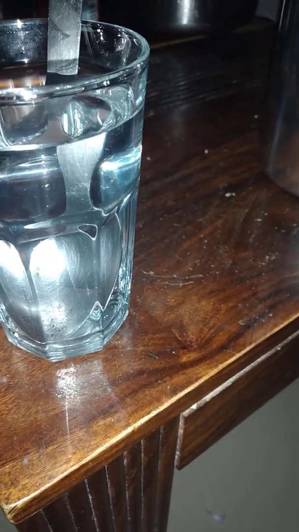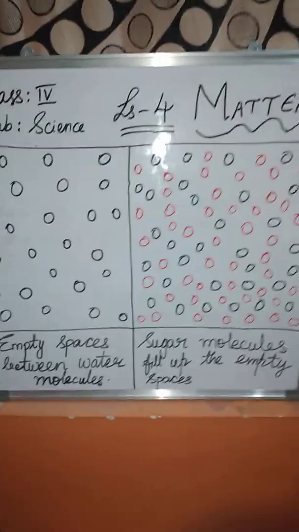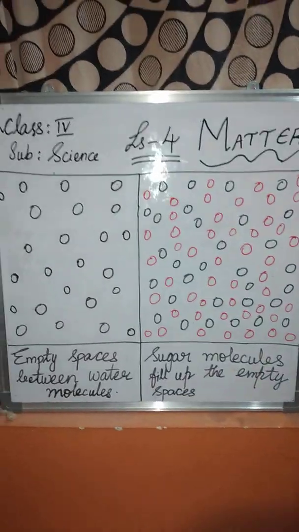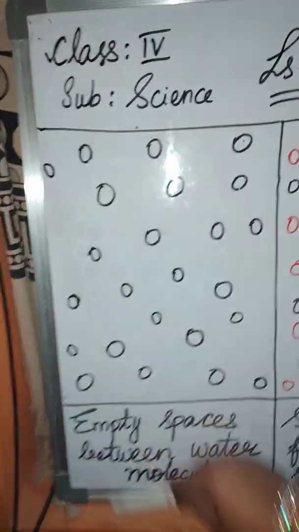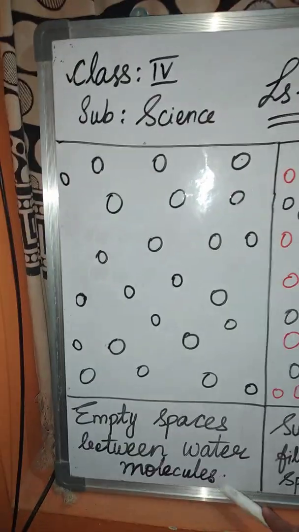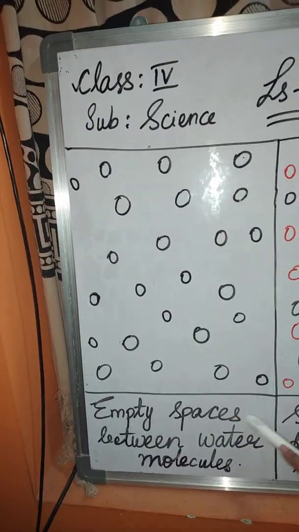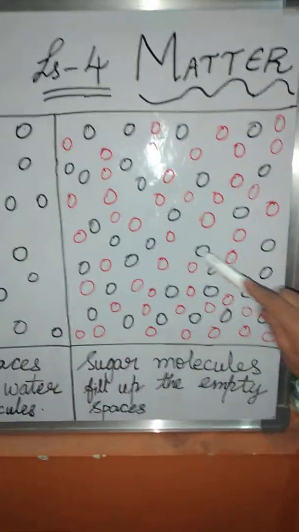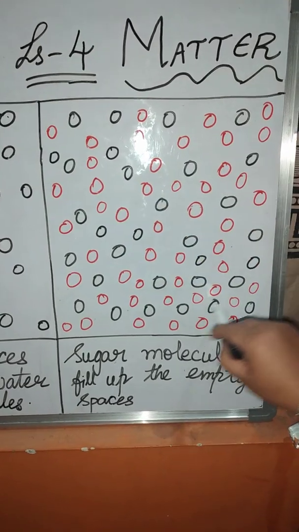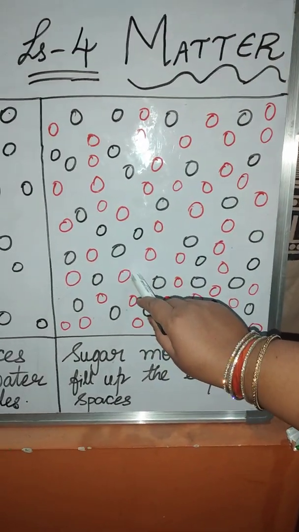Now we will see the empty spaces in between the water molecules on the board, children. Just have a look. See, children, here you can see the empty spaces in between the water molecules. This is a normal glass of water, I showed you just now. The molecule arrangement will be like this in that water. When you add sugar, the molecular arrangement will be like this. The red circles I have drawn are nothing but the molecules of sugar.